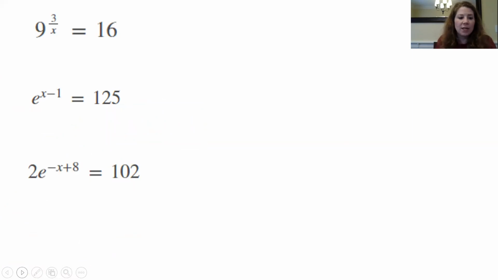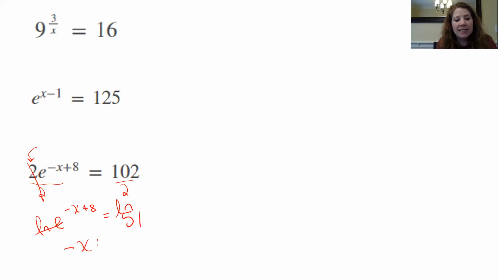All right, here is one where the first thing we're going to do is get rid of that times 2. How do we get rid of times 2? We're going to divide both sides by 2 first. So now we have the natural e raised to the negative x plus 8 equals half of 102, which is 51. Now to cancel out that natural e, we find the ln of both sides. The ln of e is 1, so we get to bring down negative x plus 8 equals the ln of 51.